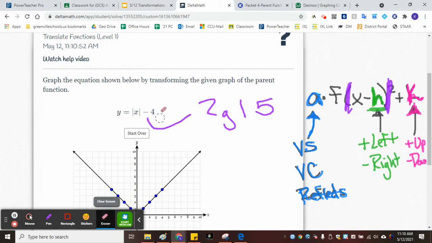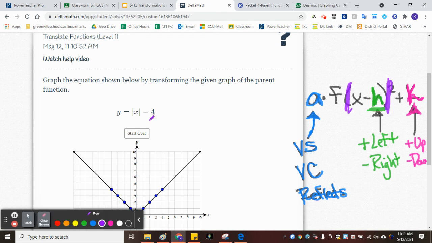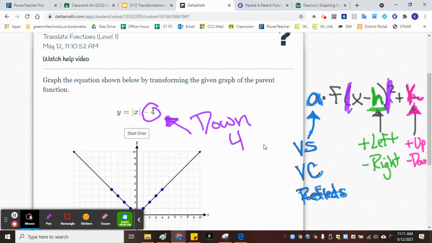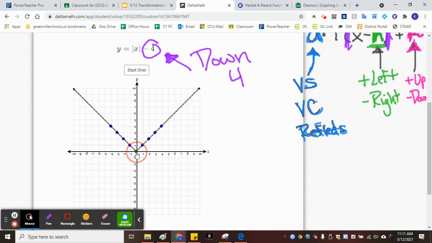All right, it's still an absolute value question, still V shape. But now the numbers on the outside of my bars. Outside of my bars is either up or down. This is a negative 4. It is down 4. Negative is down 4. So I'm going to move that graph down 4. So I take one of those points, usually the vertex, the green one moves it, because you don't want to stretch it or compress it. So you always want to move the green vertex one down 4. 1, 2, 3, 4, because all the other points should move with it.